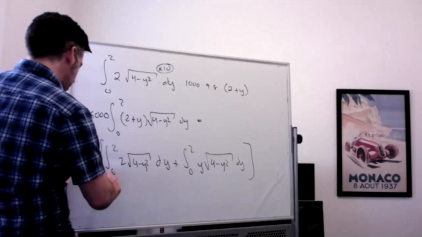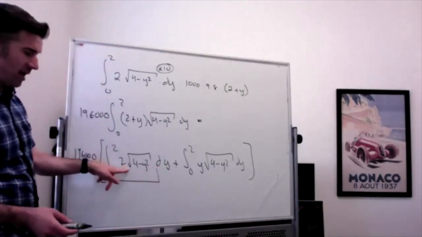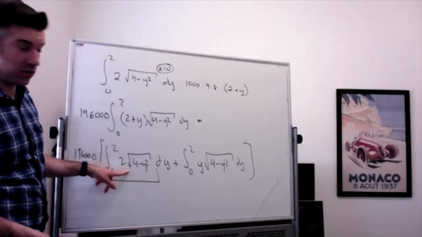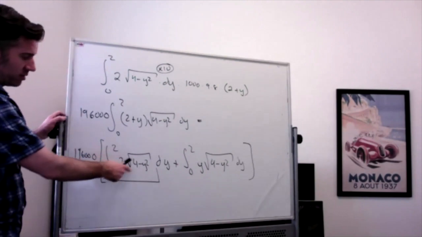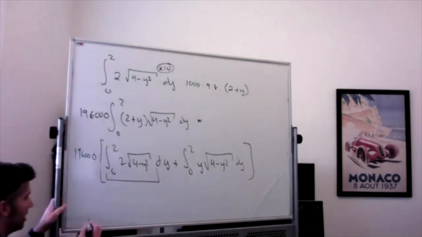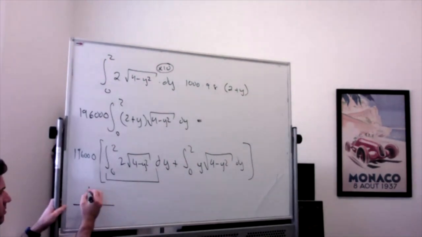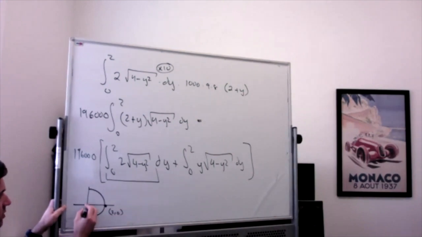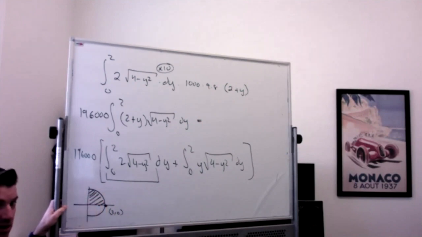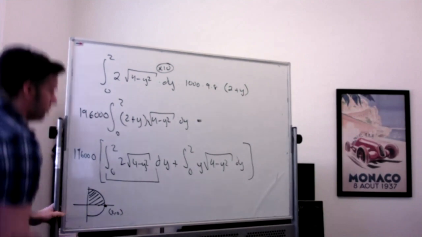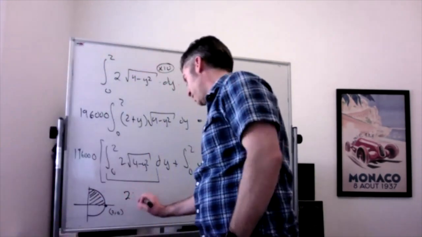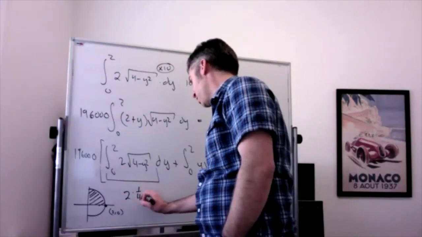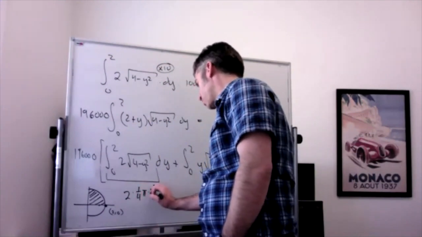So this part here, well, that's half of a circle. Actually, it's a quarter of a circle, right? Because from 0 to 2, the square root of 4 minus y squared looks like this. It's the right half of a circle of radius 2. And so if I'm integrating from 0 to 2, I'm getting that part right there. So this is going to be 2 times a quarter of pi r squared.